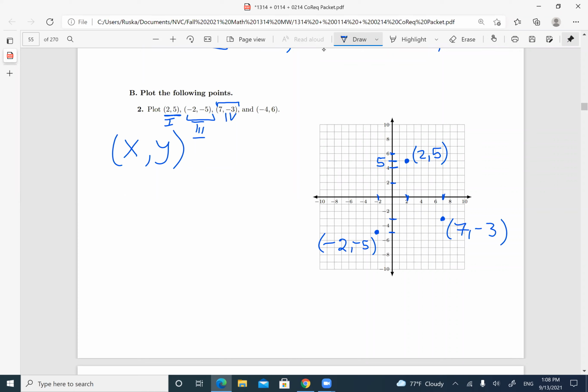Okay, and then you have one more to graph, which is negative 4 and 6. So we're going to go to negative 4 on the x and 6 on the y-axis. So they're going to cross these two lines. I'm going to cross at this point, and the point is negative 4, 6. And that's my point, okay? So the last point is also, let me put this in second quadrant. So this is how you graph points. Any questions on that?